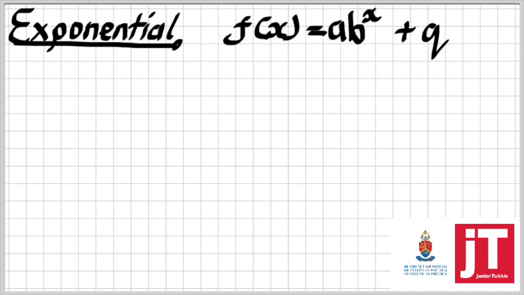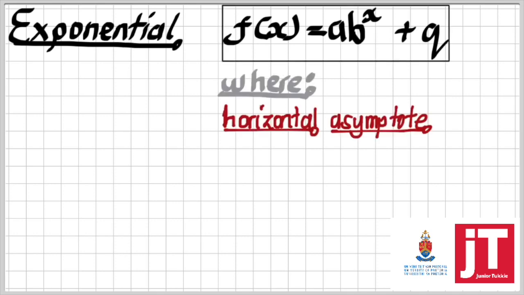We need to investigate the effect of a change of each of those variables and how it affects the graph overall. We start off with the horizontal asymptote. Our horizontal asymptote is given by y equals q. An exponential graph, by the way, has one asymptote, whereas a hyperbola has two asymptotes. But in both graphs, your y equals q, which is your horizontal asymptote, is explained the same.